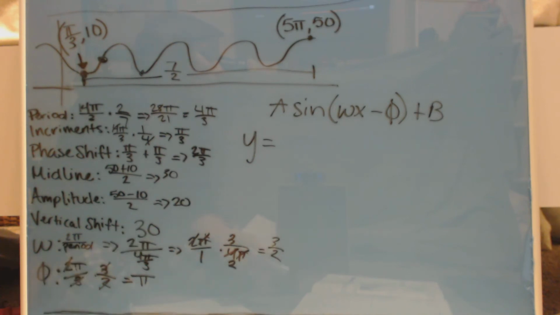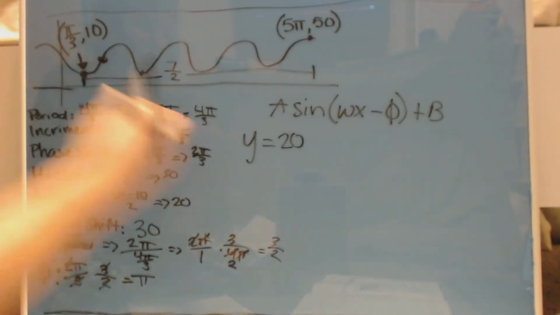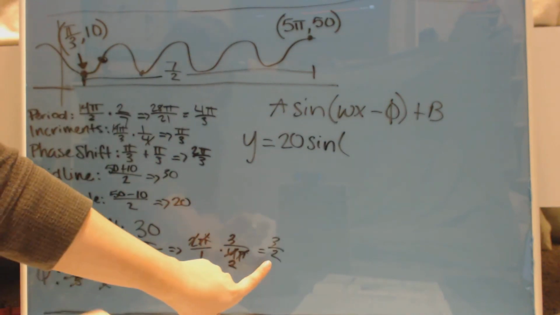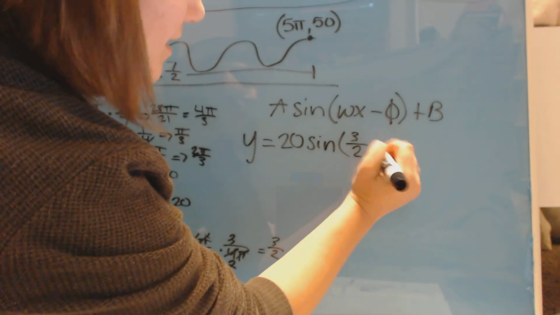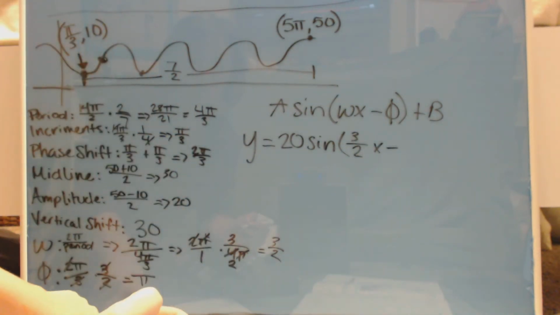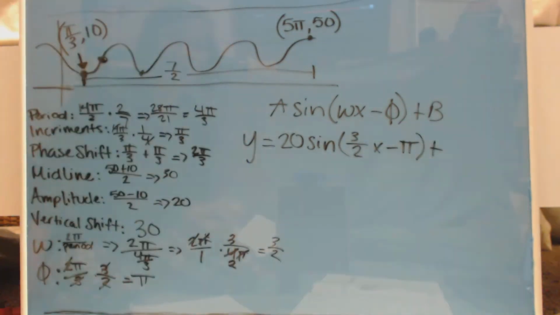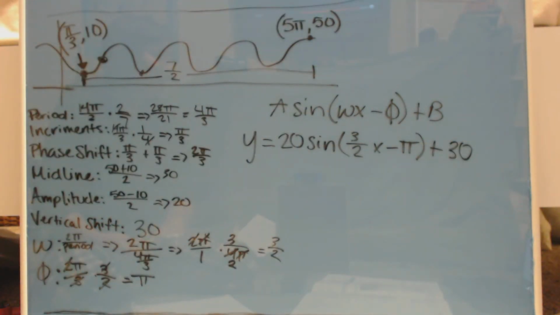Alright, that's how it looks in the book. So for us, now all we have to do is plug it in. Our A is the amplitude, which we found out is 20. We did this for a sine graph, so we keep the sine right there. We found out what omega is, which is 3 halves. Our x stays the same. We found out that our phi is pi, so we are subtracting pi from it, and b is the vertical shift, which is 30. And there you go. That's how it is for a sine graph.